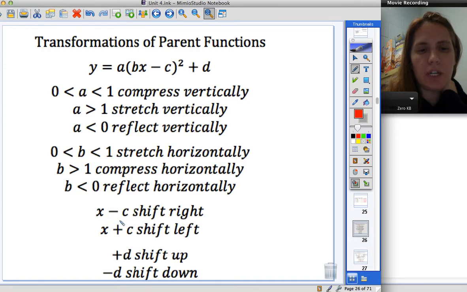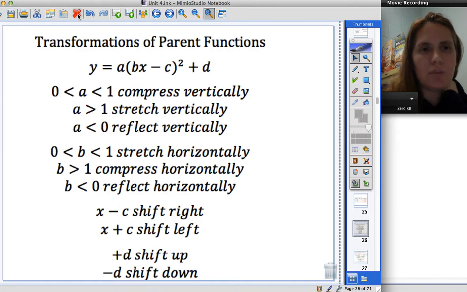All right, let's move on to C. So if your formula says x minus C, then you're shifting the graph to the right. If it says x plus C, then you're shifting the graph to the left. And then your D value here, it's just moving it up and down. If D is positive, it's going up. If it's negative, it's going down. So that was the very quick review of parent function transformations.